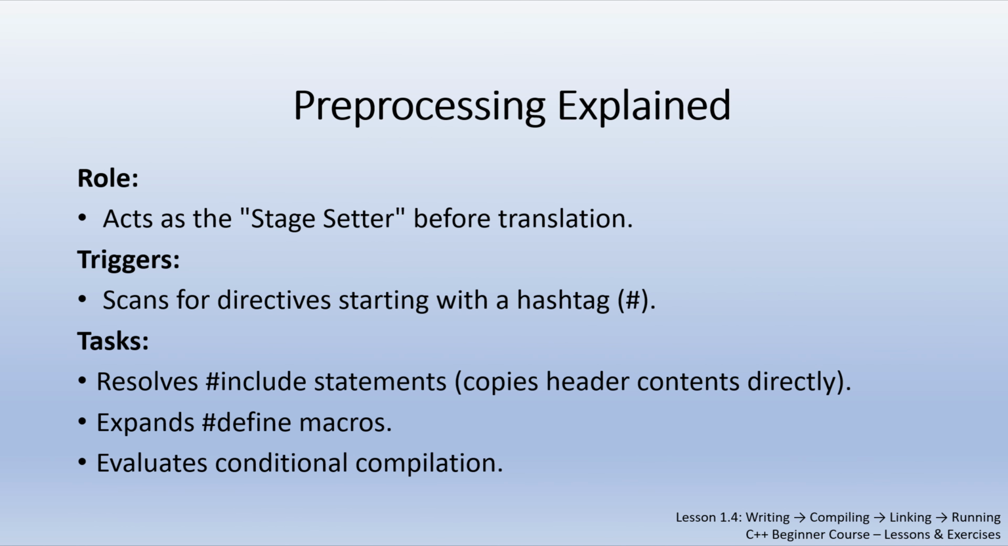Before your code is compiled, it goes through a step called preprocessing. The preprocessor handles things like include statements, define macros, and conditional compilation. For example, when you write #include <iostream>, the preprocessor literally copies the contents of the iostream header into your program. It prepares your code so the compiler knows exactly what functions and definitions exist. Think of preprocessing as setting the stage before the real work begins.